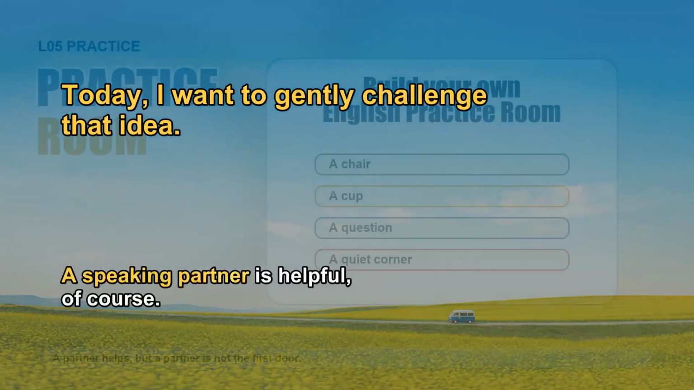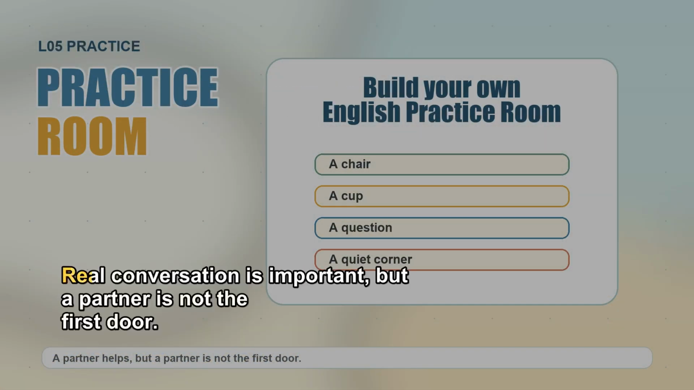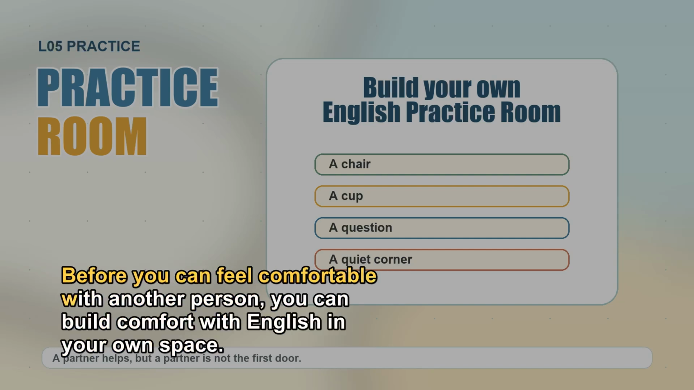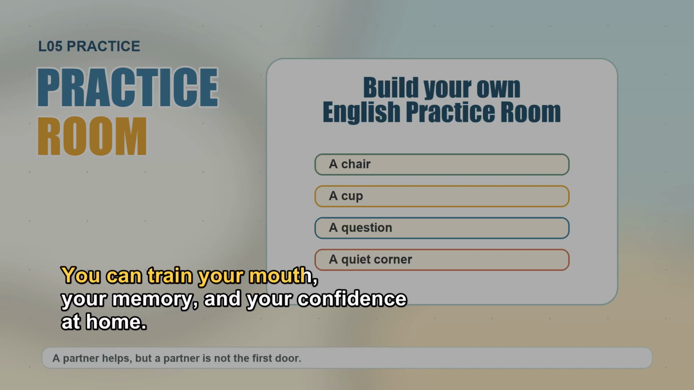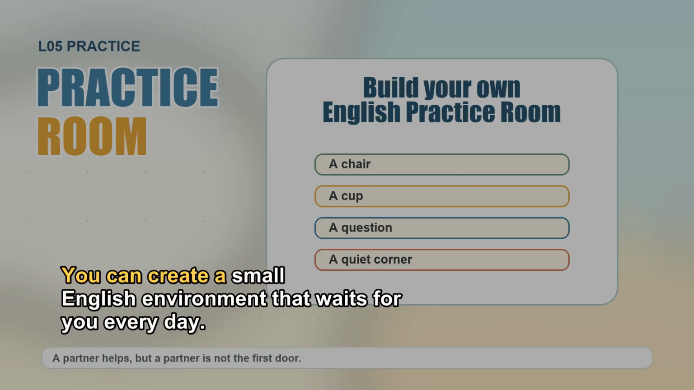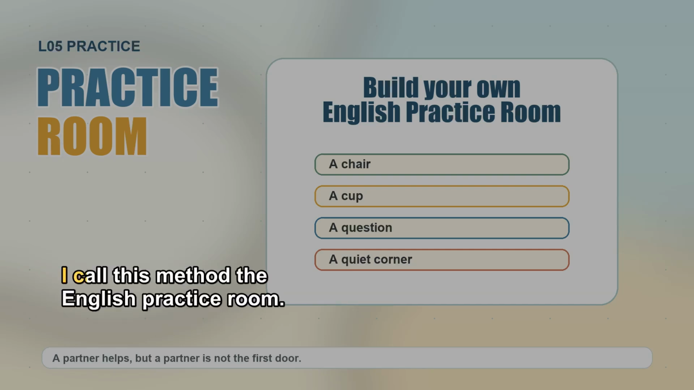A speaking partner is helpful, of course. Real conversation is important, but a partner is not the first door. Before you can feel comfortable with another person, you can build comfort with English in your own space. You can train your mouth, your memory, and your confidence at home. You can create a small English environment that waits for you every day. I call this method the English practice room.